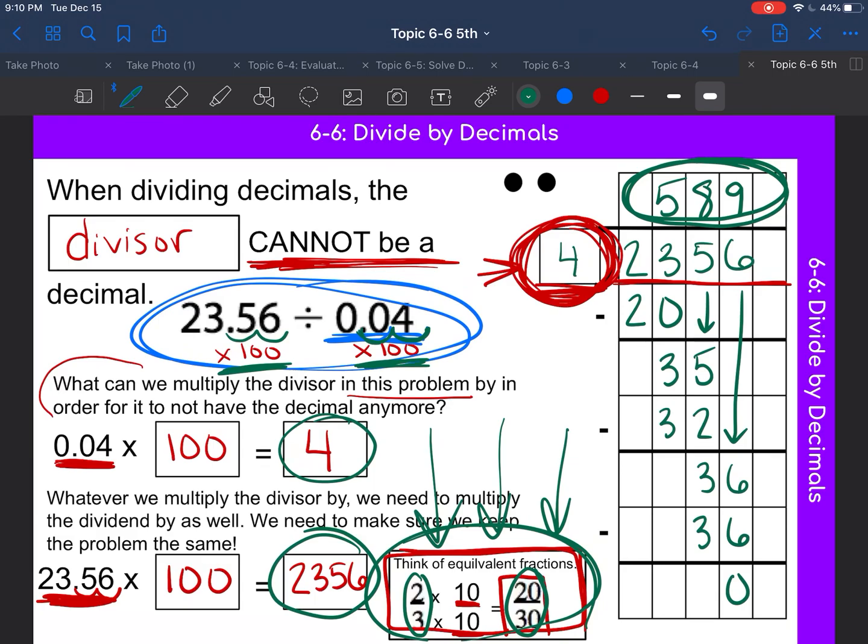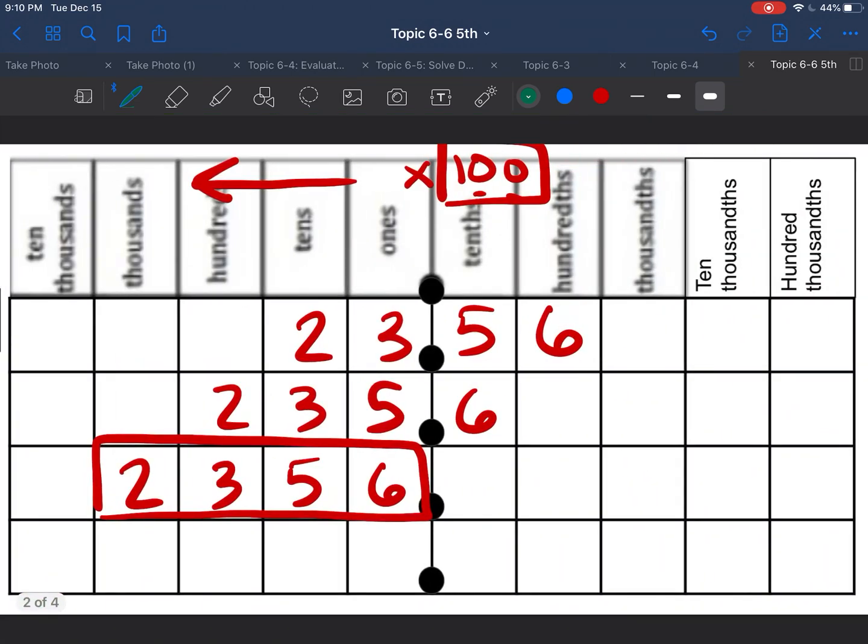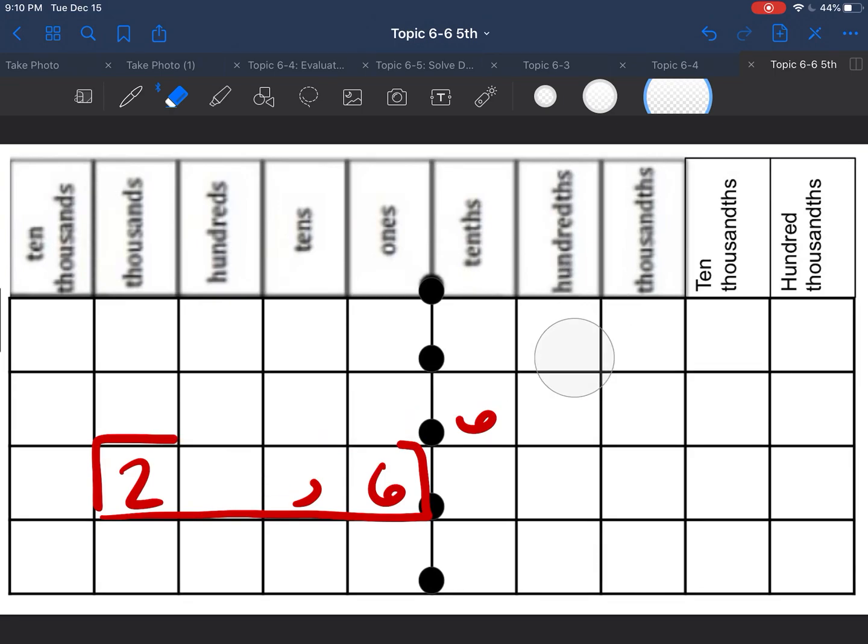All right, so let's try another example. Again, this is a process that you just have to get used to for this. You gotta erase this so we can use this again if we need to.